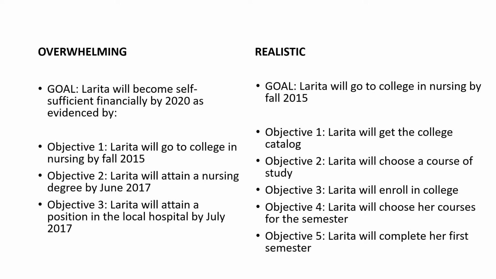Okay, here is the realistic goal version. Larita will go to college in nursing by fall of 2015. Objective 1, Larita will get the college catalog, which is just the schedule of classes. Objective 2, Larita will choose a course of study, so she'll probably study nursing. 3, Larita will enroll in the college. 4, Larita will choose her courses for the semester. And then 5, Larita will complete her first semester. So you see how the small baby steps are much easier to get. I'll give you an example.